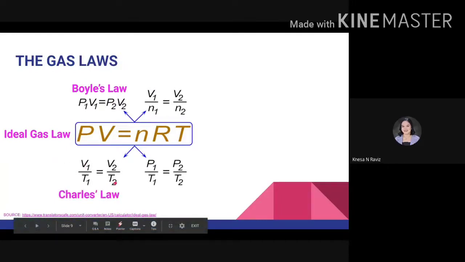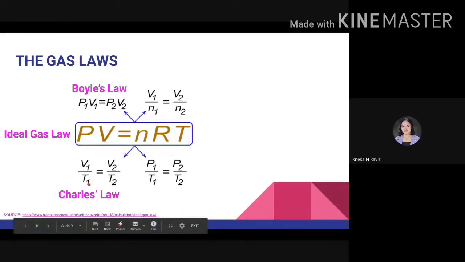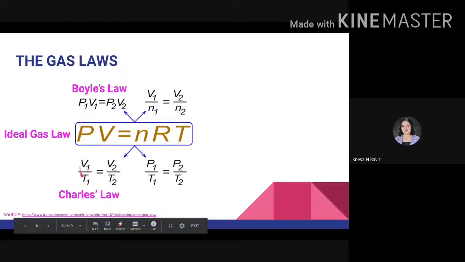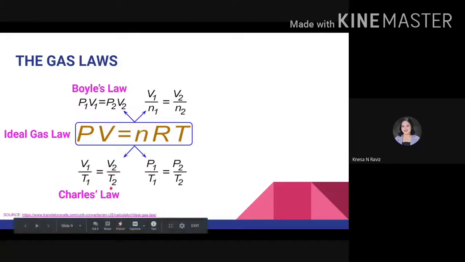If we take a look at Charles' law, which states that the volume and the temperature of the gas are directly proportional to each other, which means that as the volume increases, the temperature also increases. How do we remember this equation? If we look at the ideal gas law equation, volume is found on the left side of the equation, whereas temperature is found on the right side of the equation. So in the Charles' law equation, it would involve division. Initial volume divided by initial temperature equals final volume divided by final temperature.